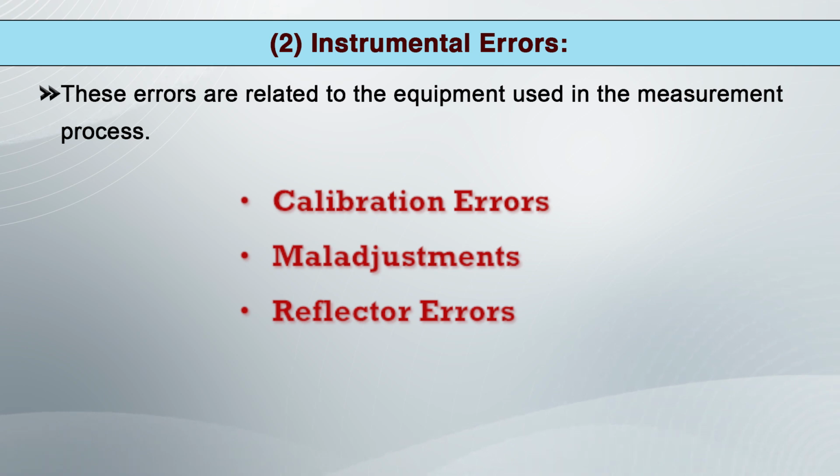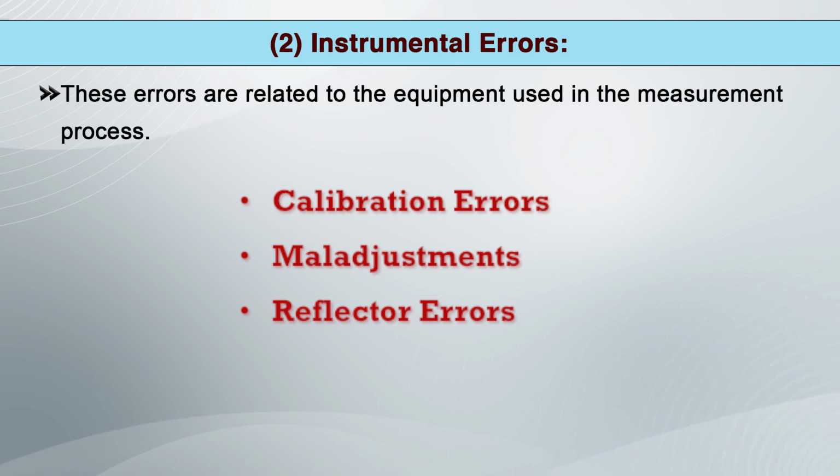Calibration error. Calibration is the process of configuring the EDM to ensure it provides accurate measurements. If the instrument is not properly calibrated, it can yield incorrect distance measurements over time, and calibration might drift, leading to error. And the second type of instrumental error is maladjustment.